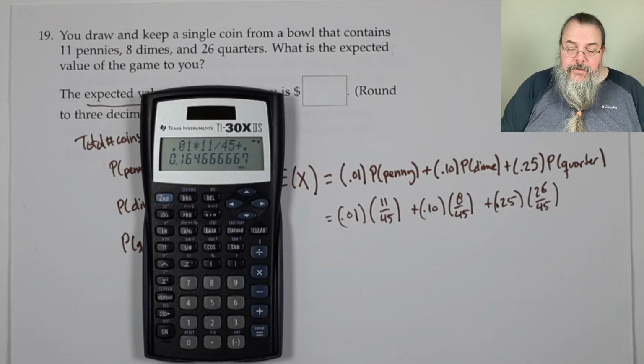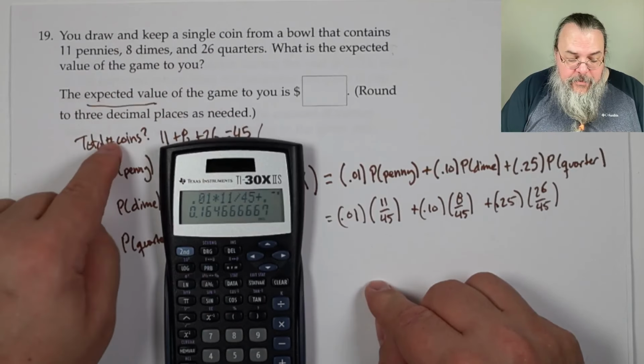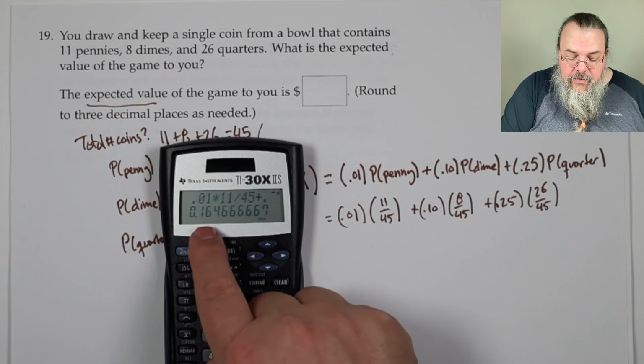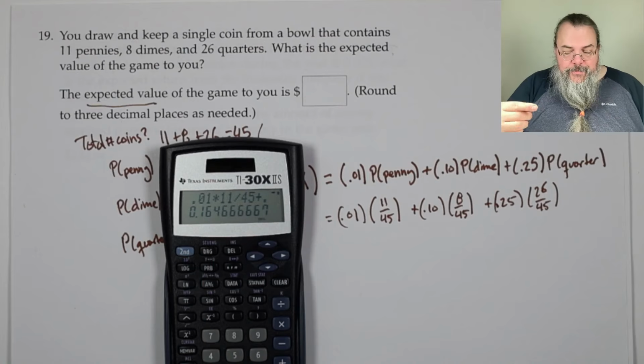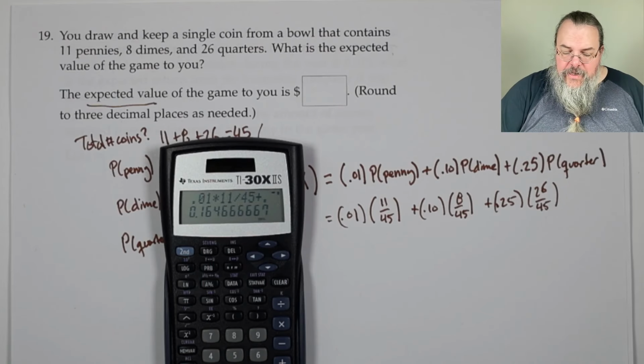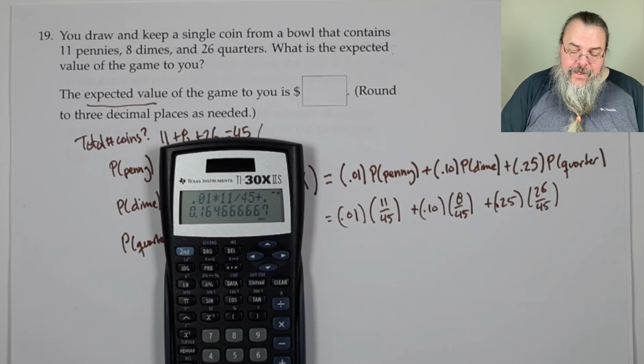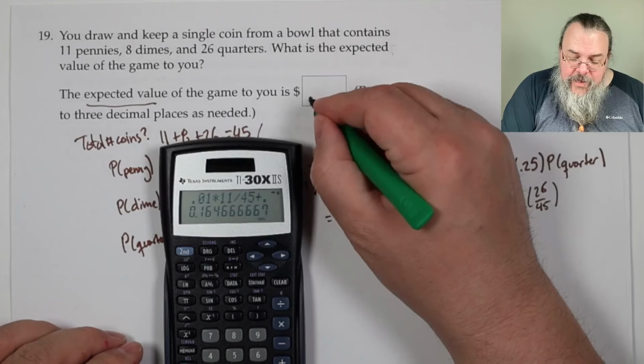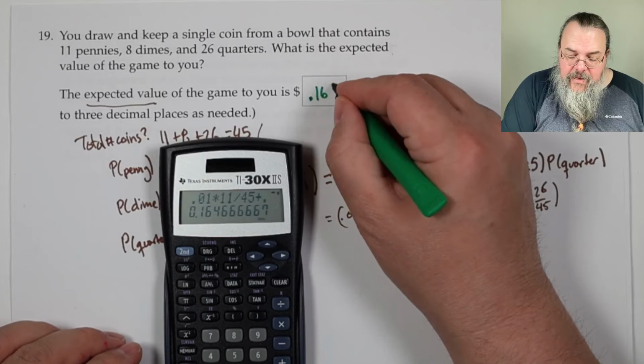0.1646666. We were told to round to 3 decimal places, so 164, but then we need to round up. So the answer, the expected value, is 0.165.